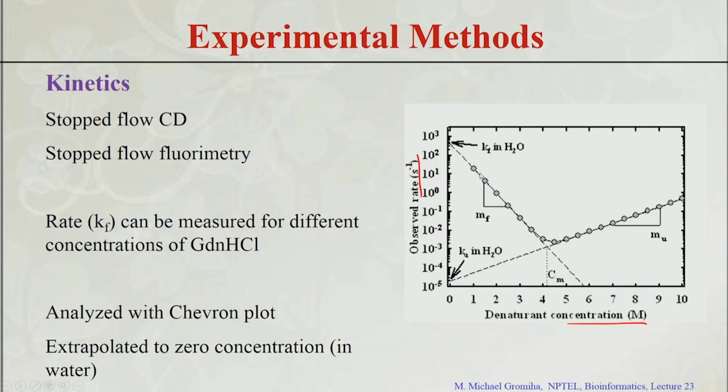We extrapolate in the folding region, it goes to here. So, now this is the folding rate in water. Likewise, we extrapolate the unfolding region here. So, finally, we get the unfolding rate in water environment. This can be analyzed using this chevron plot.